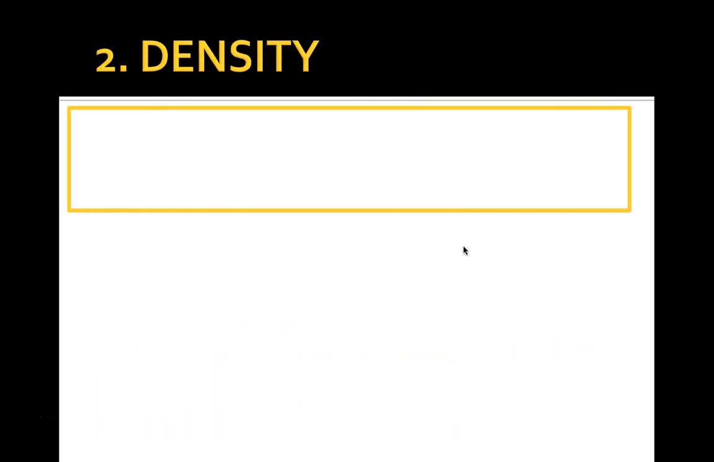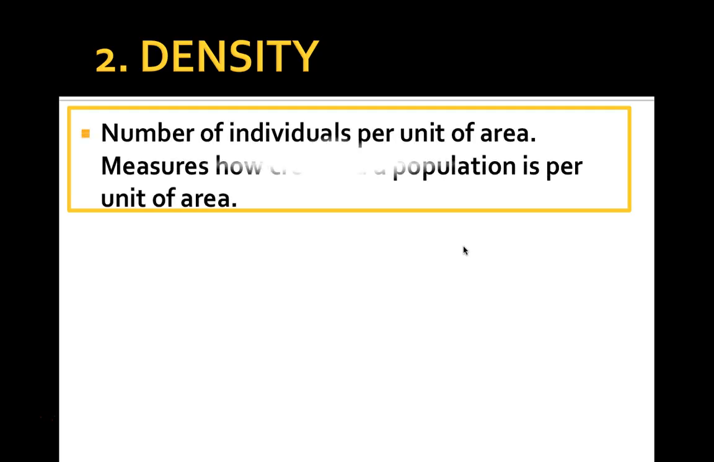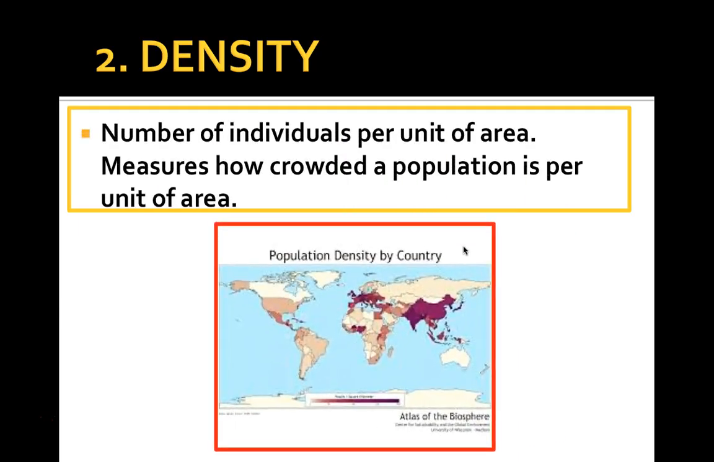Next is density. Density is different than size because size is the total number of population. Density is the number of individuals per unit of area. Urban areas have more density than areas like the country or rural areas where they have less density. Urban areas have more individuals in a smaller area, whereas individuals in a rural or country area are more spread out.